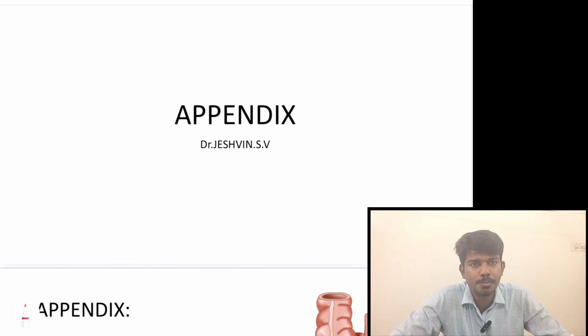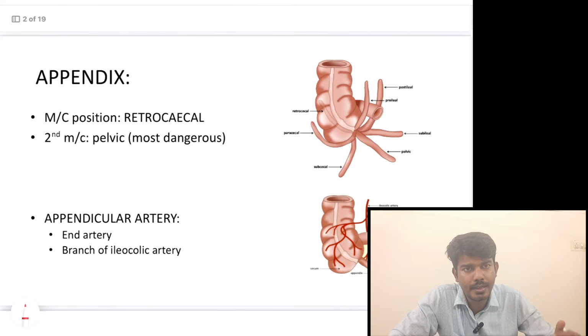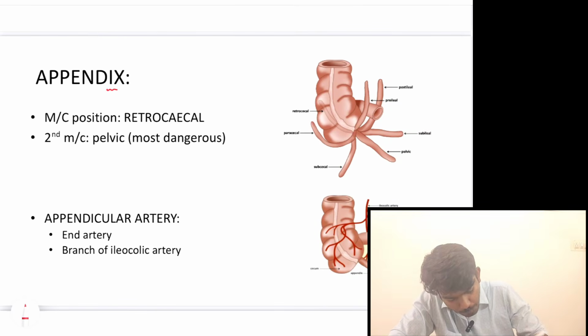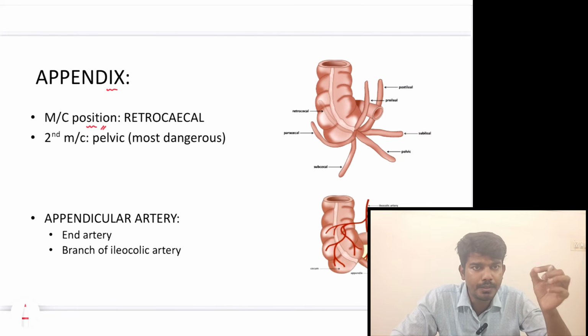Hi everyone, in this module we are going to see about surgery related to appendix. So first we are going to see the basic anatomy of appendix. The appendix is a blind ending tube from the cecum.